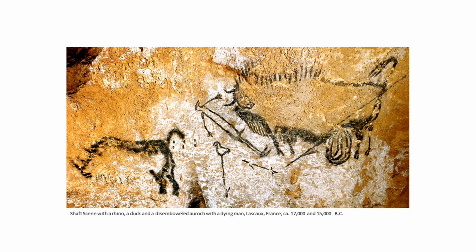This shaft scene with a rhino, a duck, and a disemboweled auroch with a dying man is a good example of that. Notice the difference between how animals and the human-like therianthrope are depicted. By the way, therianthrope means a mythical being which is part human, part animal.